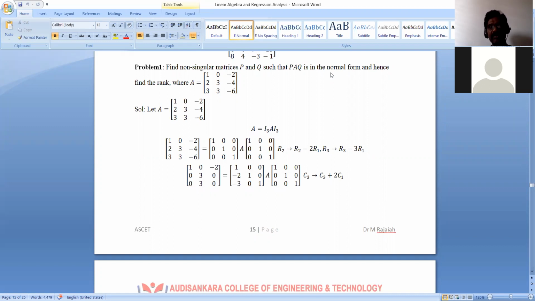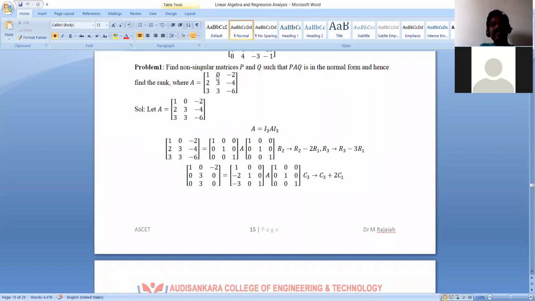Say, for example, suppose A is a 3 by 3 matrix. Pre-multiply and post-multiply with I3, there is no change in the given matrix. Row operations operating on A is operating on the pre-multiplier, and column elementary operations operating on A is operating on the post-multiplier. This is the way to find the rank and the non-singular matrices P and Q.